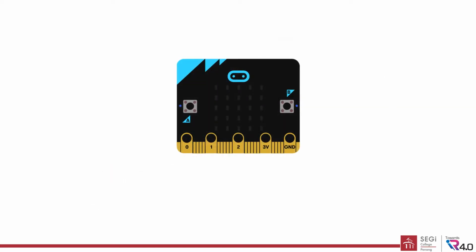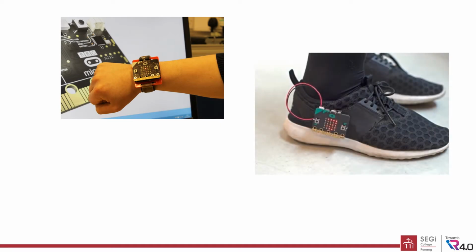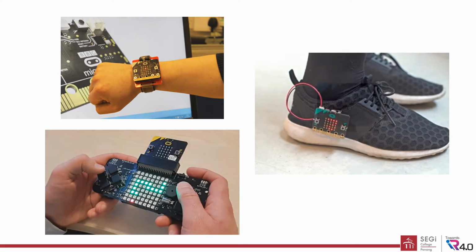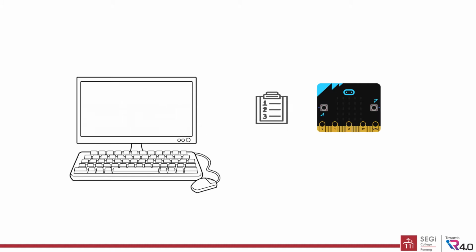This is micro:bit. Micro:bit is a piece of hardware, a tiny pocket-sized computer. The micro:bit can be programmed to do a number of different things. It can be a digital watch, a fitness tracker, a games console and more. But to make it work, you have to tell it what to do by coding.